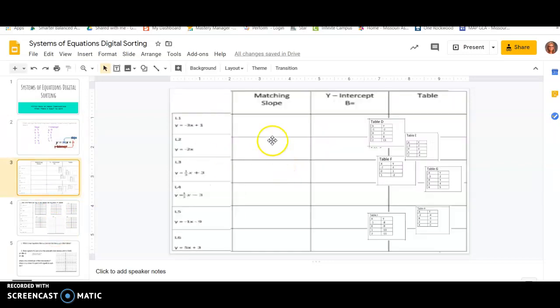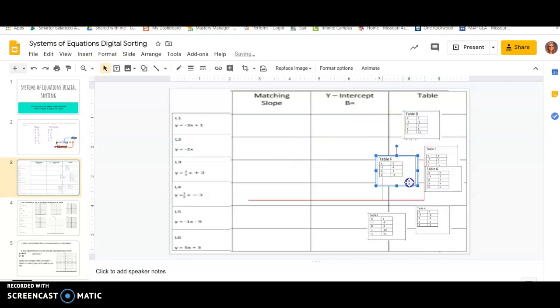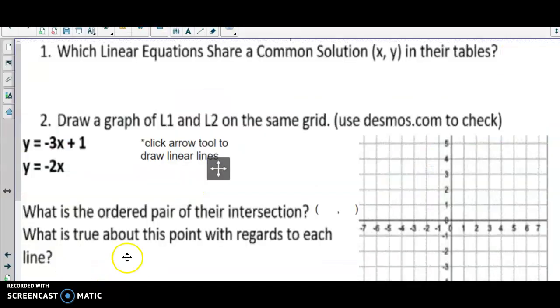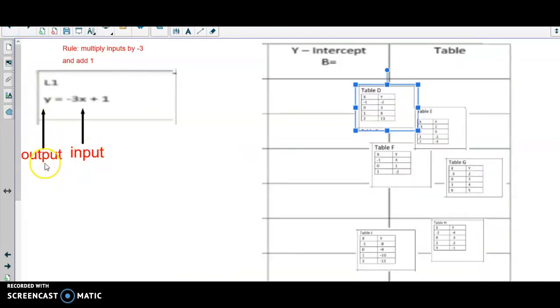Then when you're finished matching the slope and the y-intercept, the tables you can actually manipulate and move. I want you to move the correct tables to the linear equation that it belongs to. So I'm going to clarify that a little bit more. So remember, linear equations are like rules. It's what you're doing to the inputs in order to get the outputs.